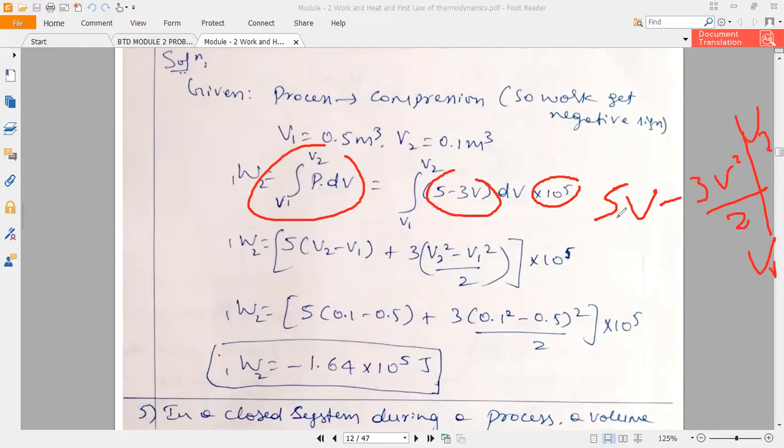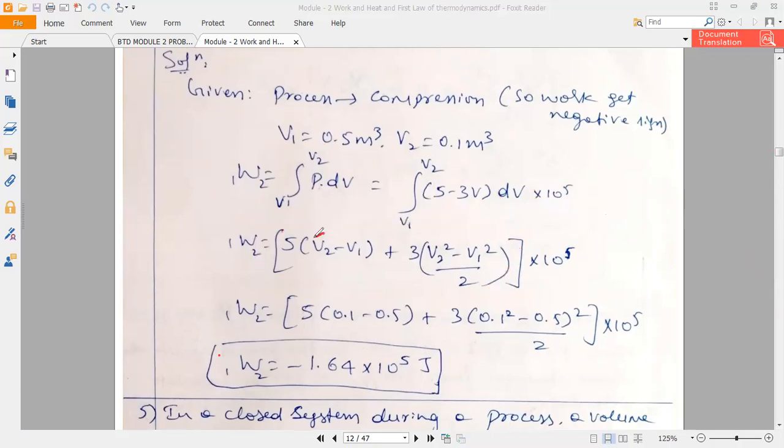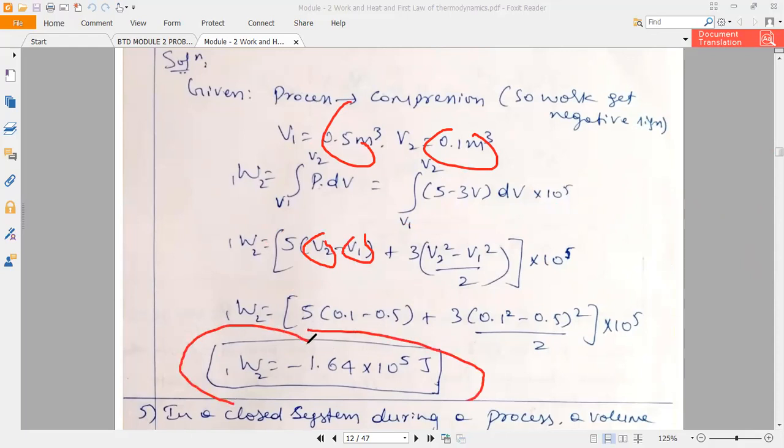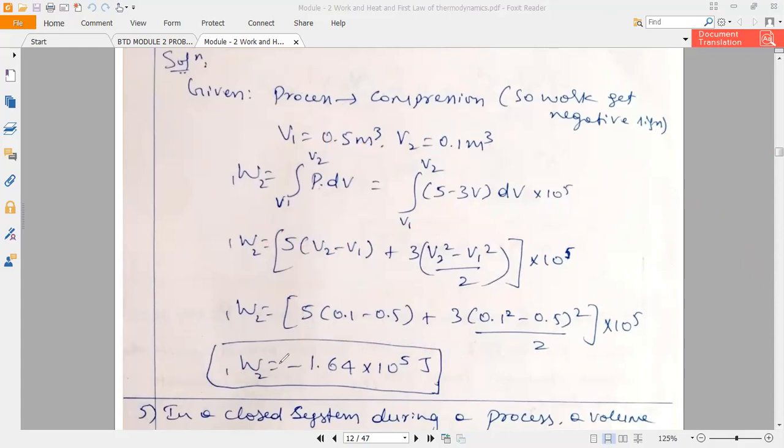Substitute the limits: 5 into (V2 minus V1) minus 3 into (V2 square minus V1 square) by 2, into 10 to the power of 5. V2 is 0.1 and V1 is 0.5. Substitute here, do the calculation and simplification. Finally, we get work 1 to 2 as minus 1.64 into 10 to the power of 5 joule. The negative sign comes automatically, because this is a compression process.